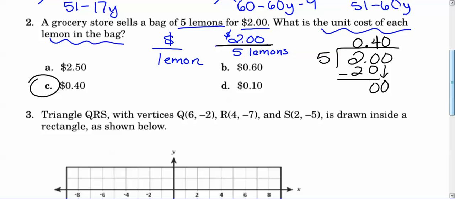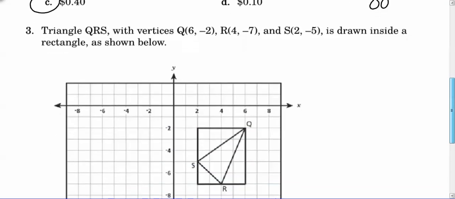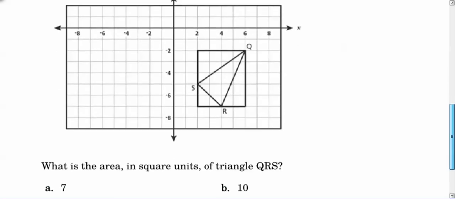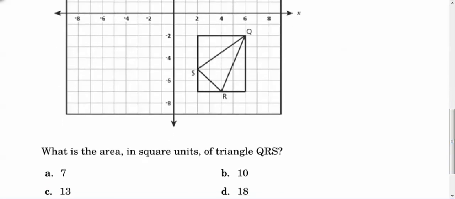Let's look at number 3. It says a triangle QRS with vertices Q, R, and S is drawn inside a rectangle as shown below. So quick thing, the word vertice means where 2 lines meet. It's the point at which they meet. So it's saying these points. All right, so we've got Q, R, and S there, and they're probably going to ask us something about the area. Yep. What is the area, in square units of course, of the triangle?